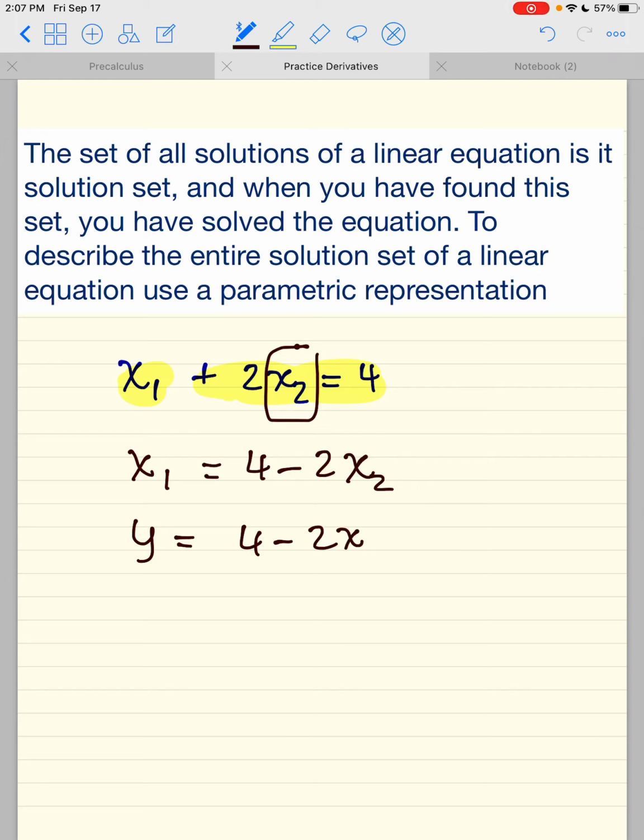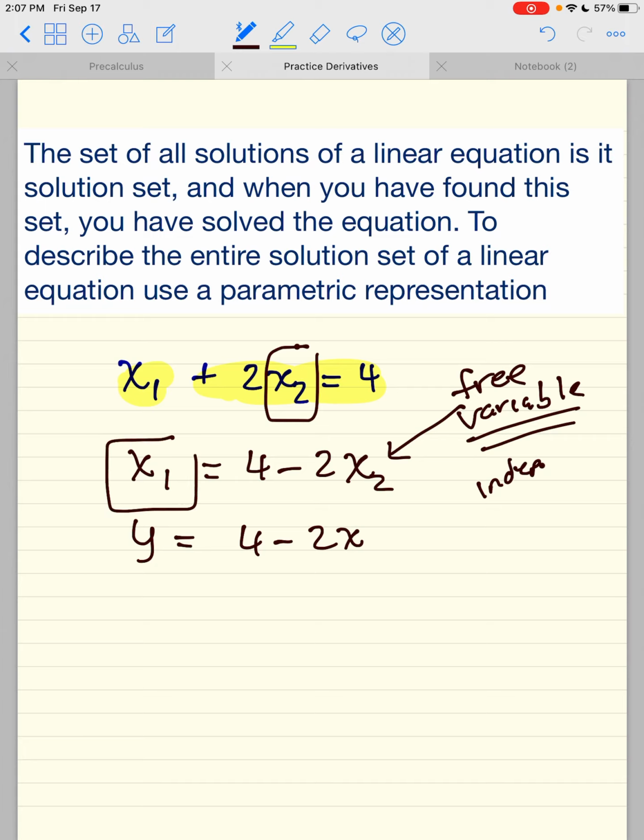And what happens here is we're going to call this one the free variable. That means you're allowed to put any number you want in there. Okay? It's the independent variable. It's the free variable. However, whatever number you put in here is going to have an impact on this number. So this one is not free. It's dependent. Okay? So what we can do is say, let x2, this variable, equal t, and then let x1 equal 4 minus 2t.